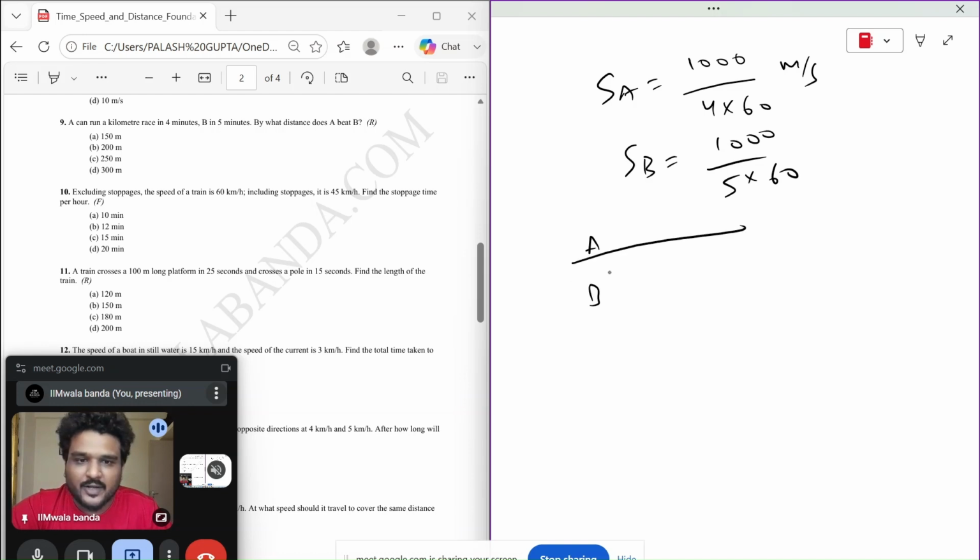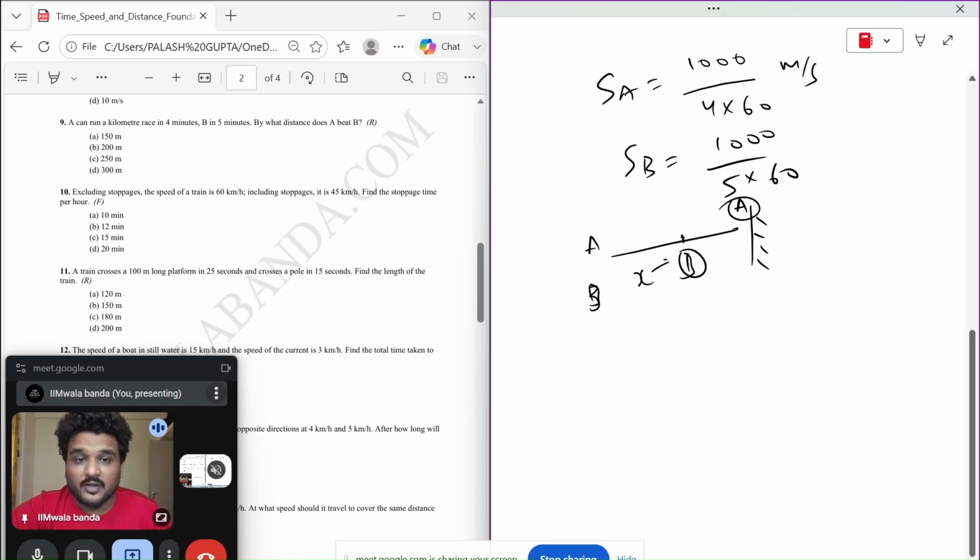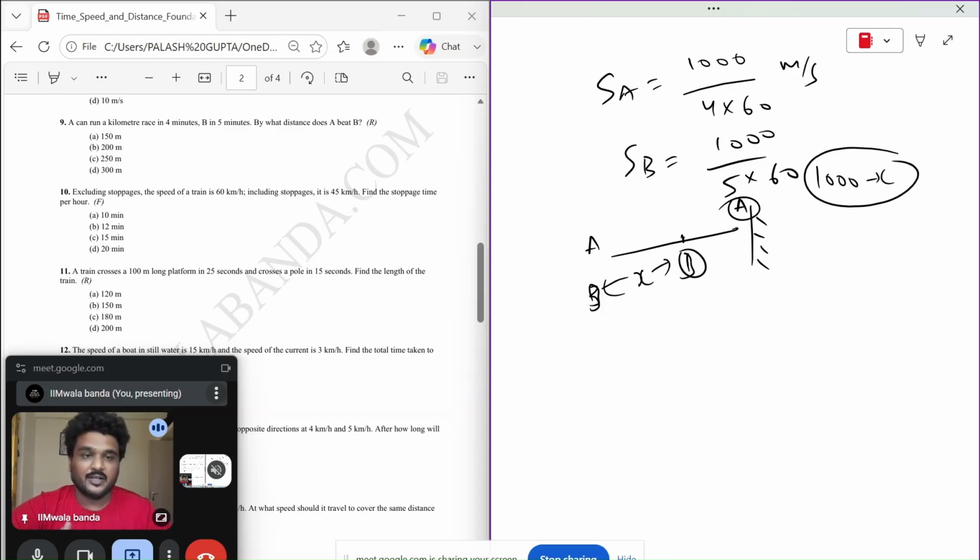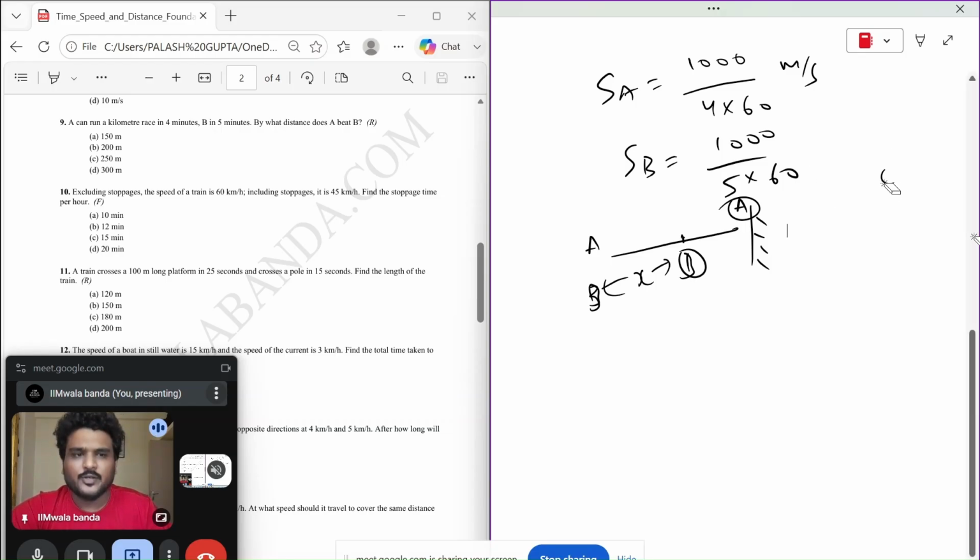Since they're both starting together, A would have reached here, but B is slower. So B would have reached somewhere close to the finish line, and that's what it's asking, by what distance it beats. So I will assume X to be this distance that B was not able to cover, the distance by which A was beating B. If you assume X to be the distance that is covered by A, be sure that the question is asking 1,000 minus X now. It's human nature that whatever you assume the value as, as soon as you get the value, you will hit the options.